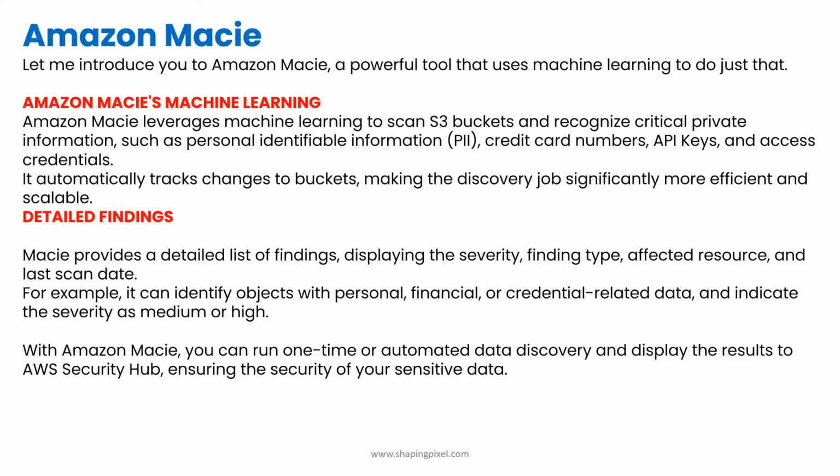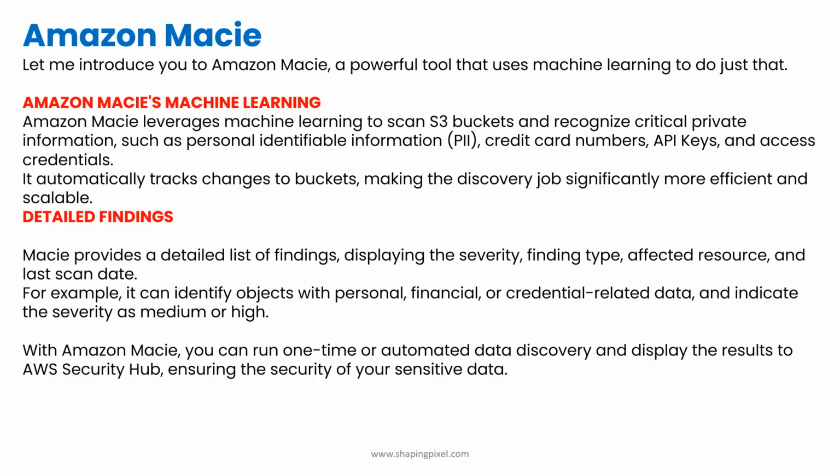Have you ever wondered how to efficiently discover and analyze sensitive data stored in Amazon S3 buckets? Let me introduce you to Amazon Macie, a powerful tool that uses machine learning to do just that. Amazon Macie leverages machine learning to scan S3 buckets and recognize critical private information such as personally identifiable information, credit card numbers, API keys, and access credentials. It automatically tracks changes to buckets, making the discovery job significantly more efficient and scalable.